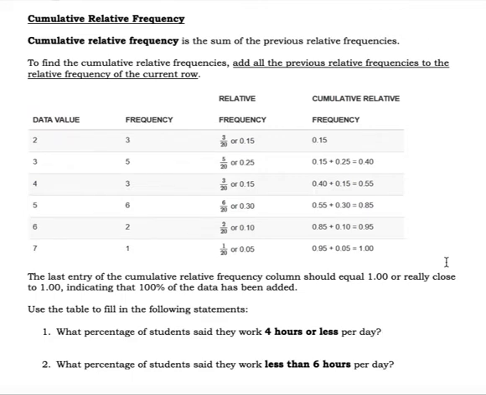The first question asks, what percentage of students said they work 4 hours or less per day? So if I'm talking about 4 hours or less, I know that includes 4 hours, 3 hours, or 2 hours. Once I have this data table constructed, I don't have to calculate that because it's already available to me. I just look at the row associated with 4 hours per day. And I look at the cumulative relative frequency located within that row, which is 0.55.